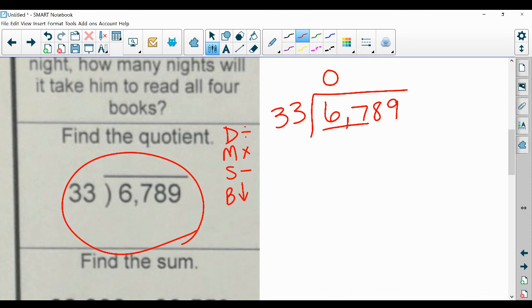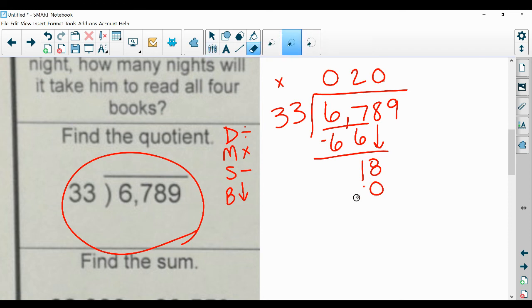And then 67, I'm thinking if I double 33, I get 66. So I'm going to do 2 times. 2 times 33 is 66. I'm going to subtract and bring down. Now 18 is smaller than 33. So 33 will go into 18 0 times. 0 times 33 is 0. Whoops. Multiply, subtract. 18 minus 0 is 18.